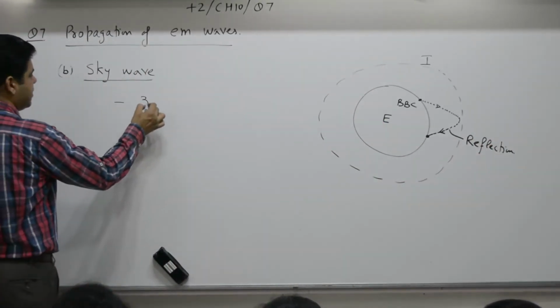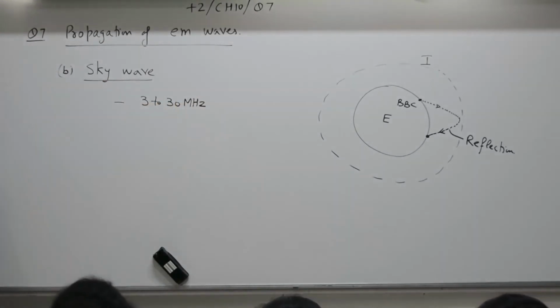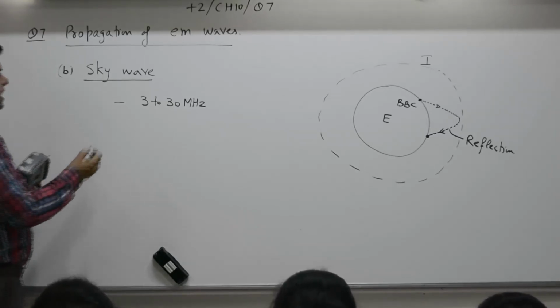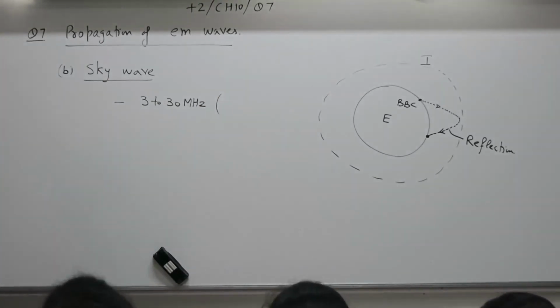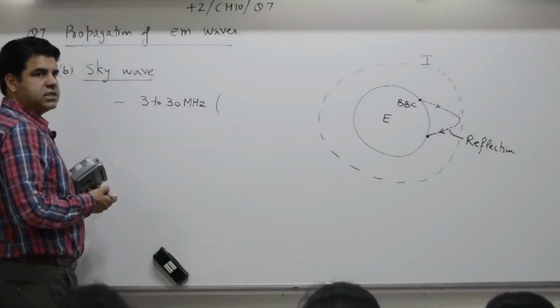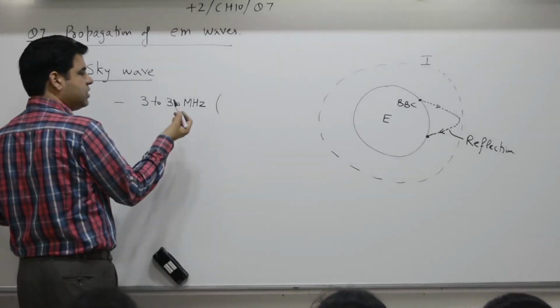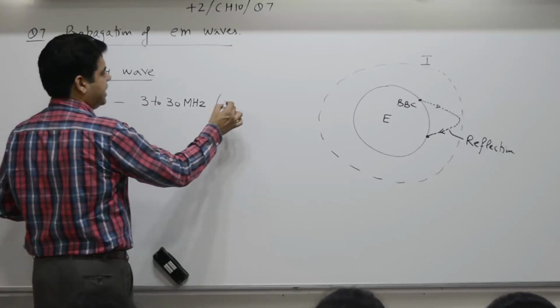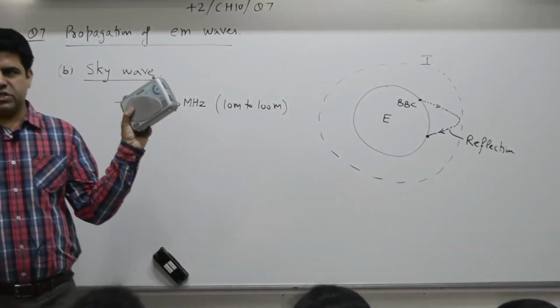The frequency range is 3 to 30 megahertz. Underline that, 3 to 30 megahertz. Approximately, if it is 3 megahertz, what is the wavelength? Anyone? If it is 3 megahertz, 3 means 3 into 10 power 6, and speed is 3 into 10 power 8. So corresponding to this it is 100 meters, corresponding to 30 megahertz it is 10 meters, am I right? That means 10 meters to 100 meters.